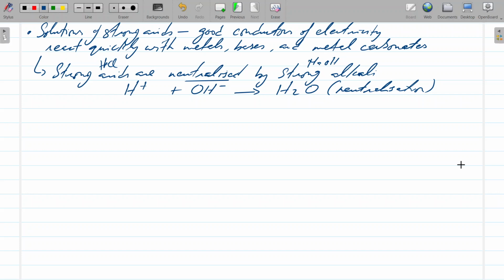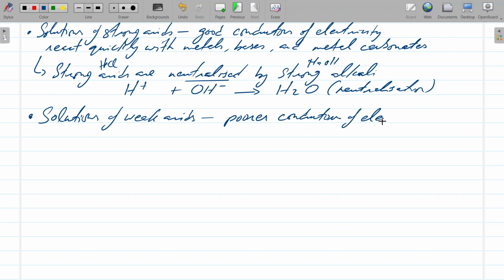And what else do we have? For solutions of weak acids, what do we have? They are poor conductors, or comparatively poorer conductors, of electricity. And they react more slowly, so they have slow reactions with metals, bases, and metal carbonates.